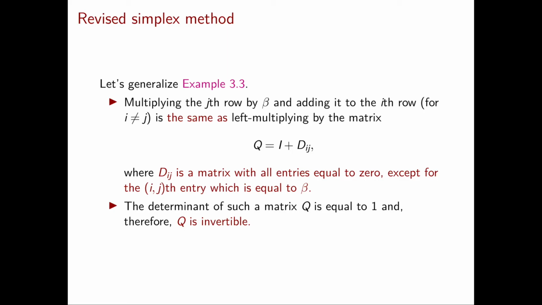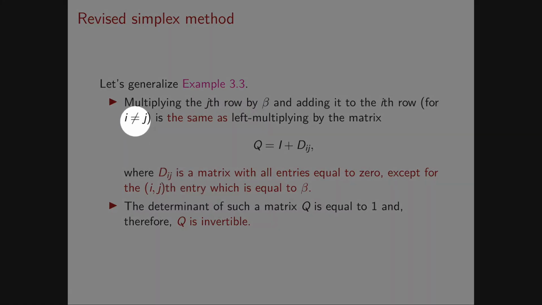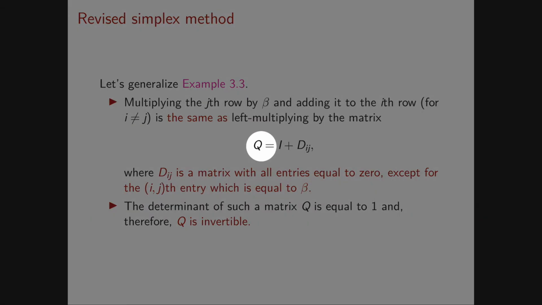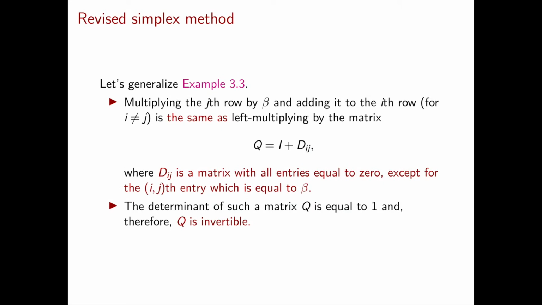A key property of this matrix Q is that it is invertible. To see that, we need to assume that i is different from j, which implies that the diagonal of Q has all 1 entries, and therefore the determinant is 1.